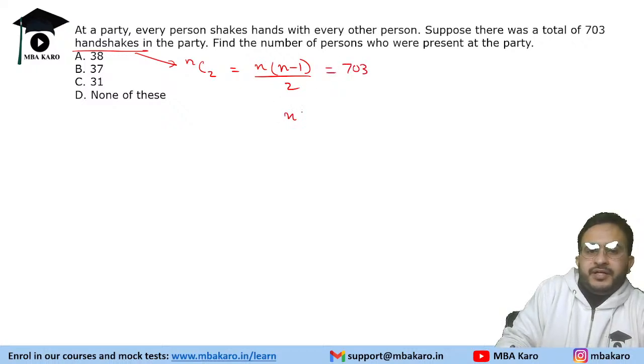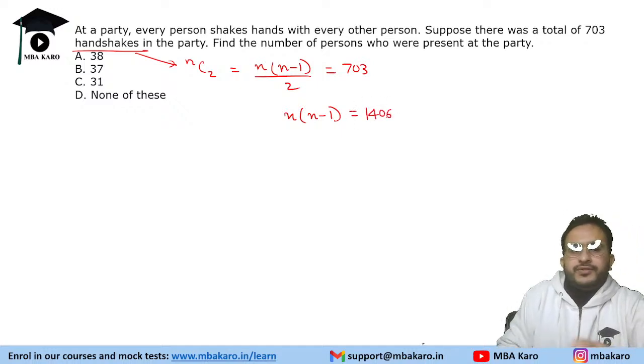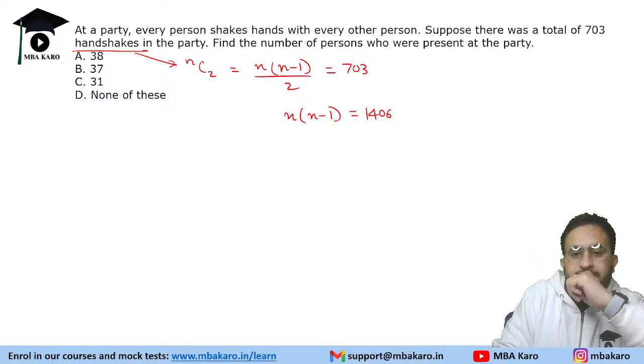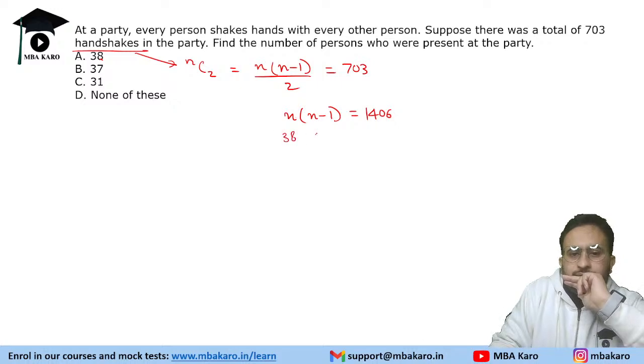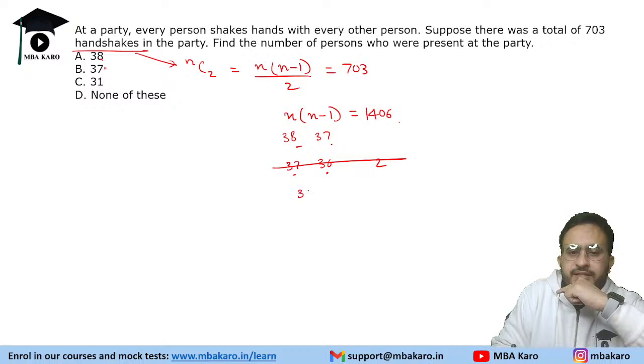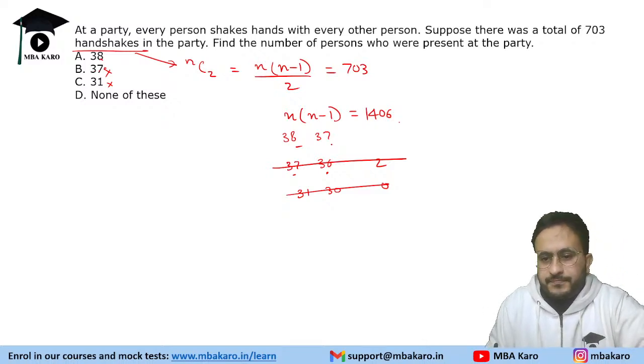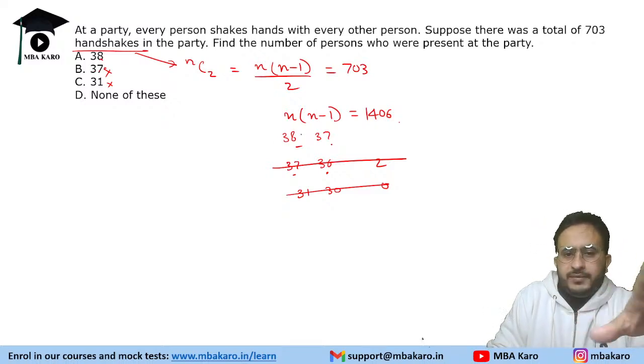So n into n minus 1 is 1406. Okay, so let's just look at the options. Let's try the first option first. If that does not work out, then we will calculate. If you put 38 into 37, the last digit is 6, possible. If you take 37 into 36, the last digit will be 2, so it is not the answer. 31 into 30, the last digit is 0, not the answer. So these two are not it. Now none of these is also an option. So probably we will have to calculate it.